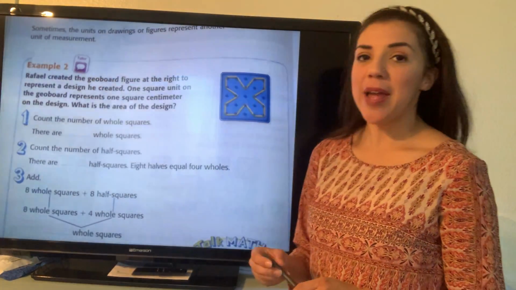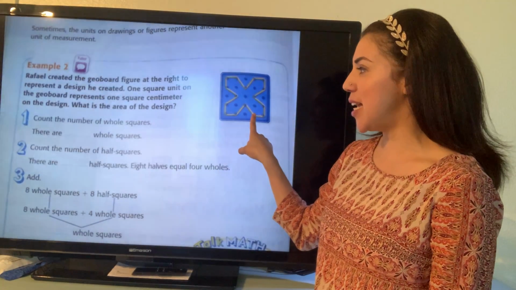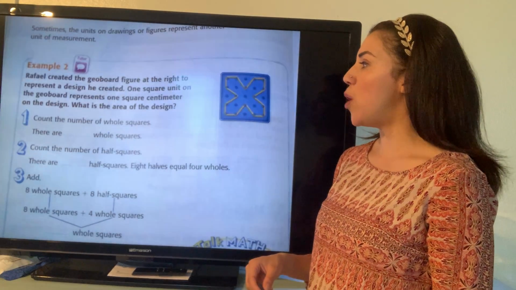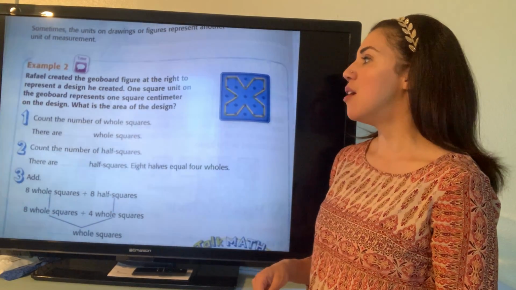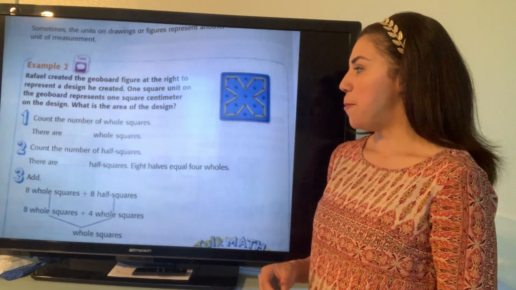So example 2 says, Rachel created the geoboard figure at the right to represent a design he created. 1 square unit on the geoboard represents 1 square centimeter on the design. What is the area of the design?